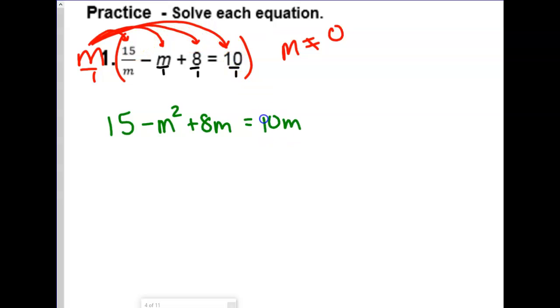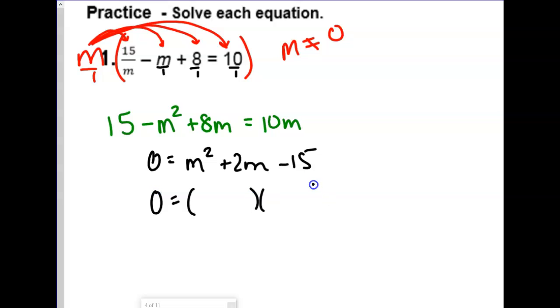The point of that step was to knock out any denominators, so we no longer have to consider them in our work. And now you have the world's loveliest quadratic. So let's get it in standard form. Think about how you like your quadratics to look. You like your lead coefficients to be positive, so I'd bring everything over to the right and leave 0 on the left. You're going to add the m squared over, subtract the 8m over, so you get a 2m here, and then subtract the 15 over. What you get is a nice factorable quadratic.